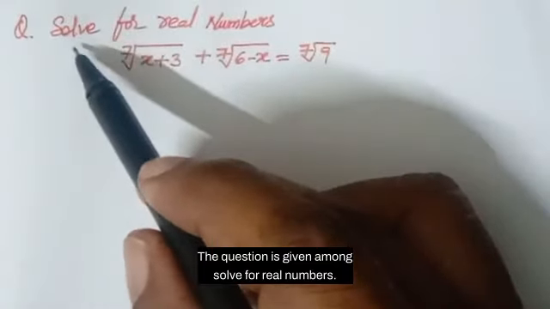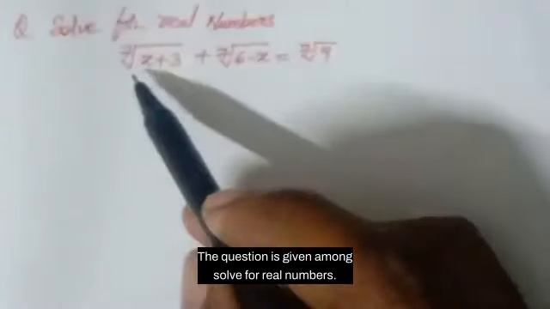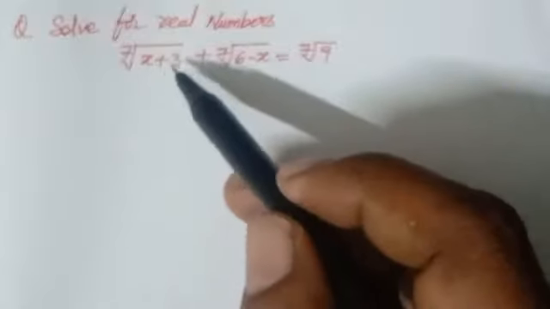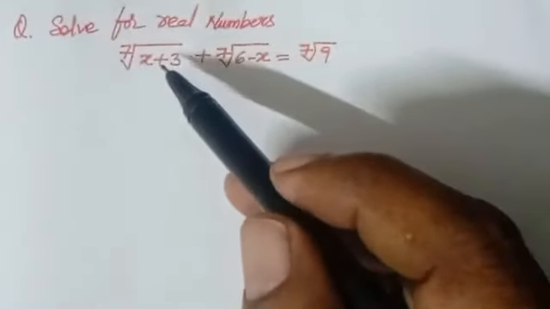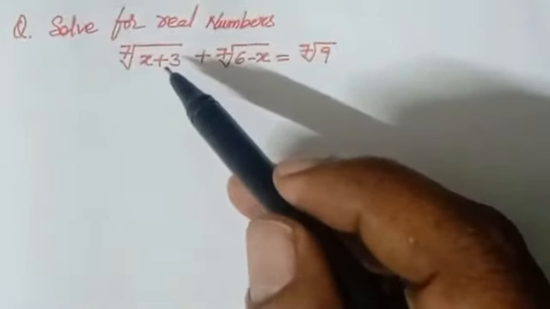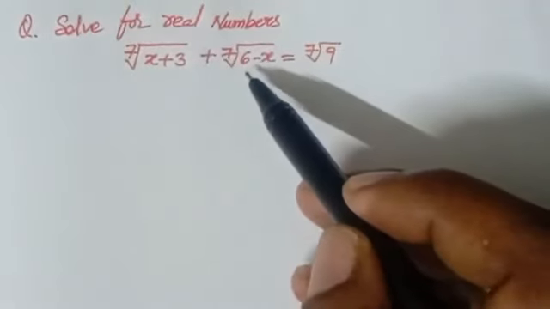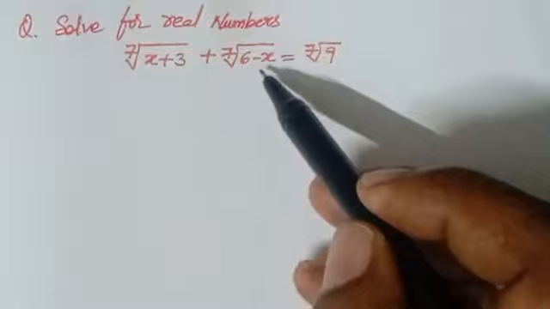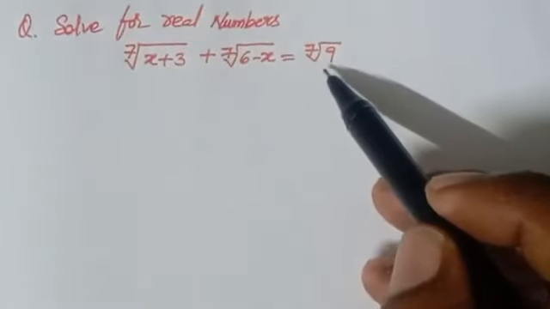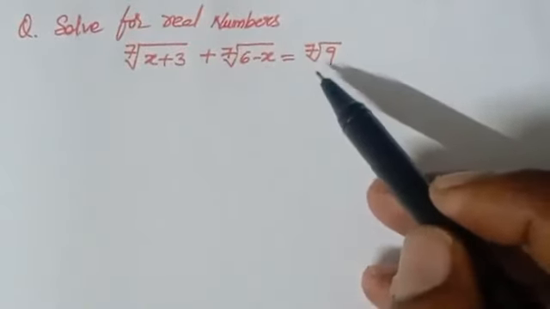The question is: given, solve for real numbers, the seventh root of x plus 3 plus the seventh root of 6 minus x is equal to the seventh root of 9.